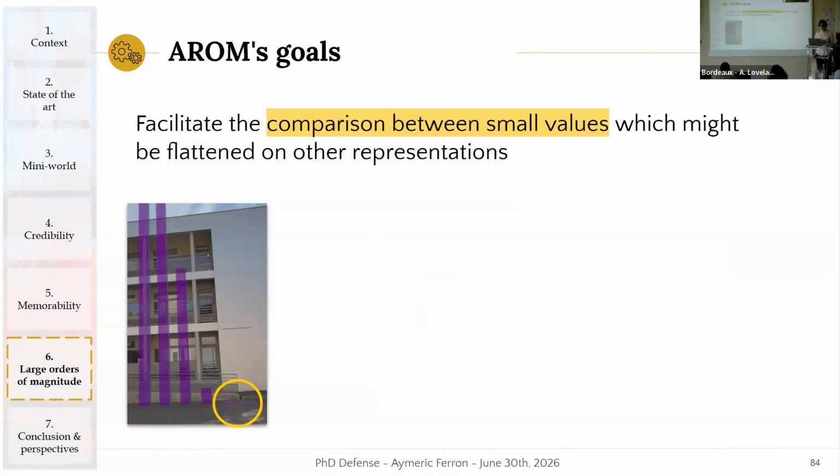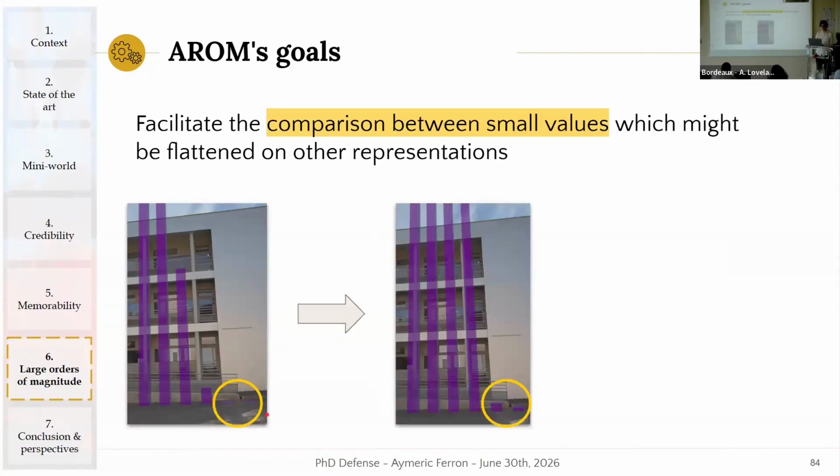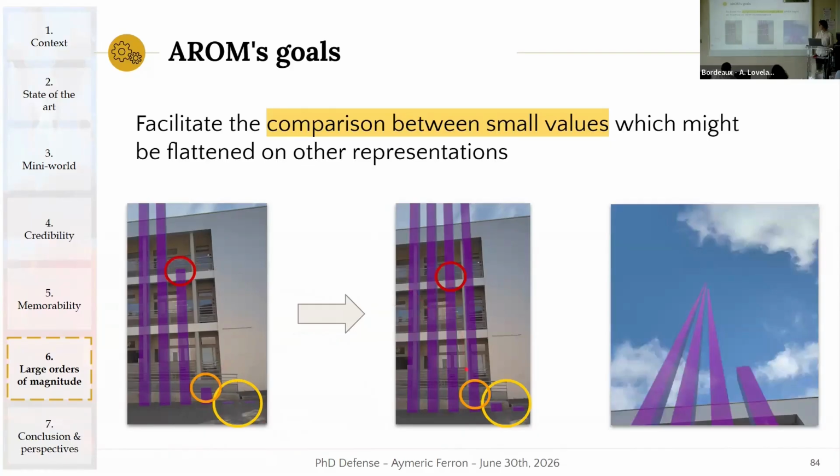It could facilitate the comparison between small values, which might be flattened in other representations. Like here, we cannot see the difference between the smallest values. So we could stretch everything. And here, we can now see the difference between the values. However, since we stretch everything, we cannot see the top of the bars anymore. But it's okay because we can just look up and then we can see the bar above us.